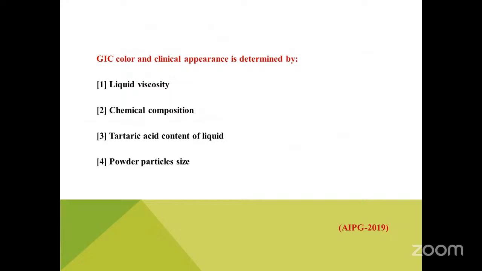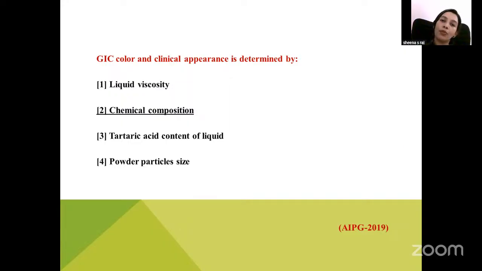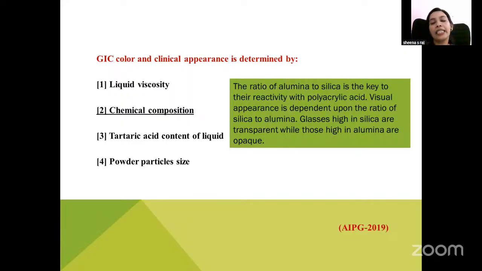Next question. The GIC color and clinical appearance is determined by. There are various options given. The answer for this question is the chemical composition. We know that GIC consists of silica, alumina, fluoride, etc. So it always depends on the chemical composition, like the alumina to silica composition and the reaction to polyacrylic acid.